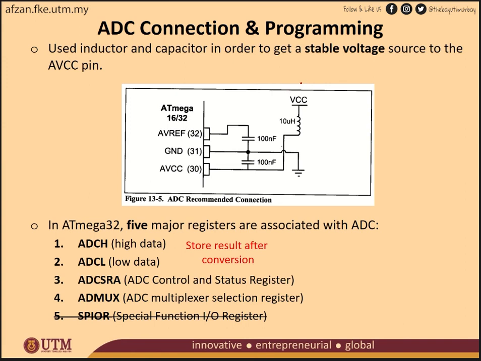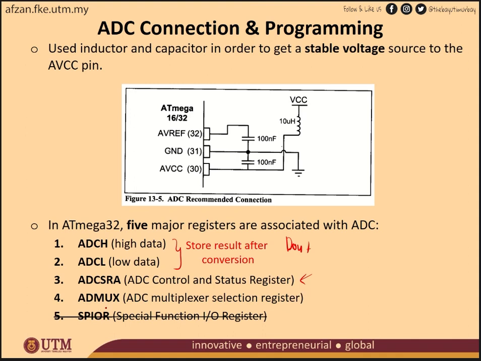And in ATmega32, there are 5 major registers that are associated with ADC that you need to know, but we only focus on 4 registers, which are your ADCH and ADCL, which are used to store your result after the conversion. This is your data out actually. And then ADCSRA, which is the ADC control and status register. This one here you will do the settings for the ADC, for example when you want to start your ADC, enable your ADC, enable your ADC interrupt, etc.